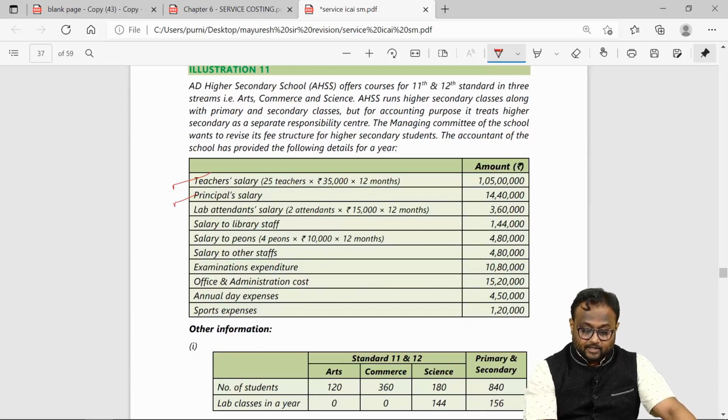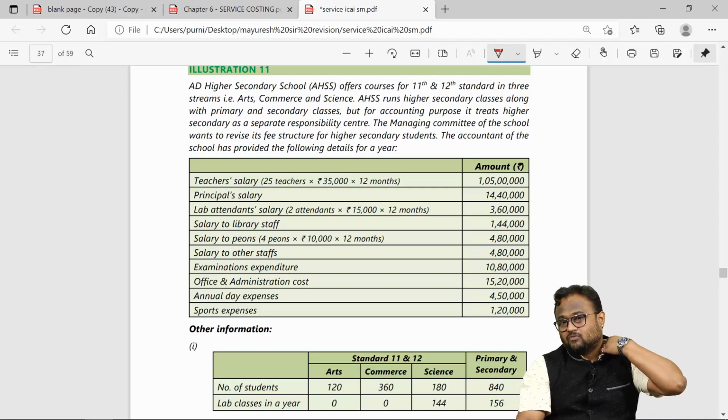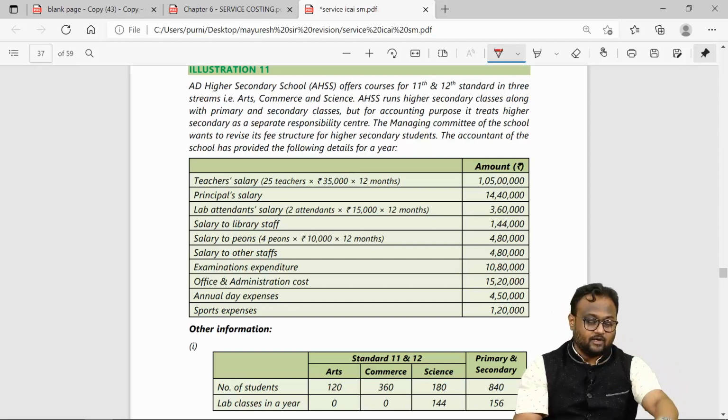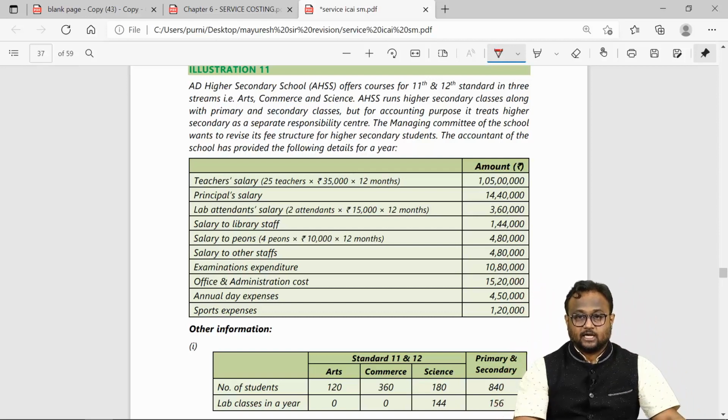Then your next calculation was about principal salary, which was pretty simple. See, as far as peons are concerned, out of 4 peons, one is totally dedicated to higher secondary, that means arts, science and commerce. Primary and secondary is school level, higher secondary is arts, science and commerce. So out of 4,80,000 which is paid to 4 peons, the salary of one peon will be 1,20,000. That will be the total salary for arts, science and commerce collectively.